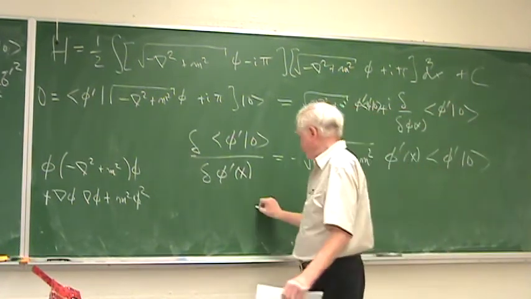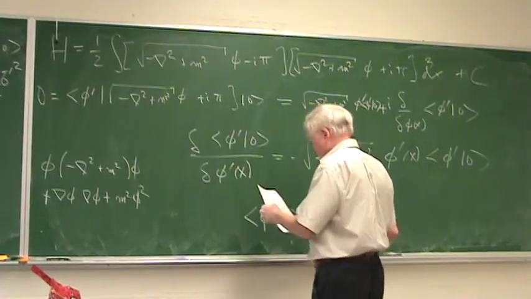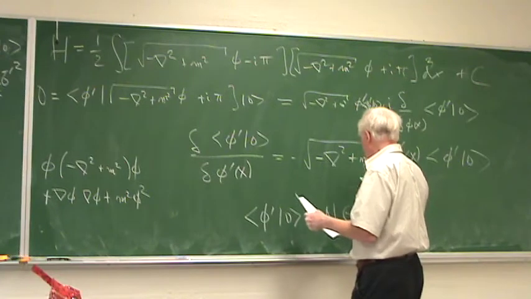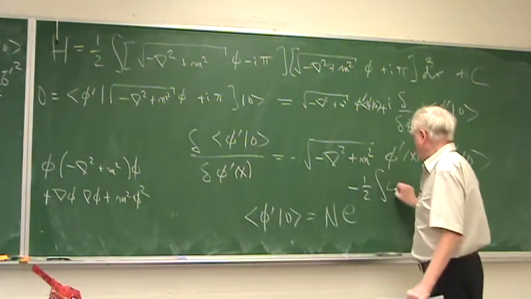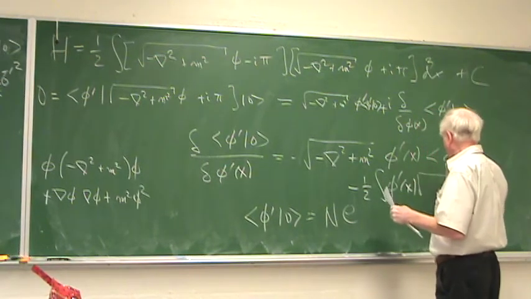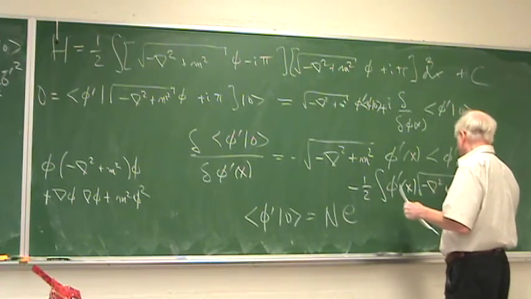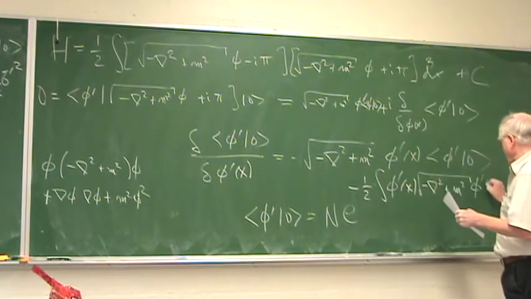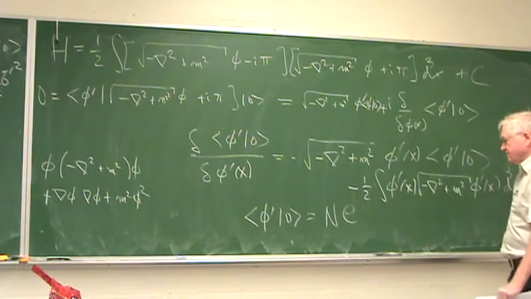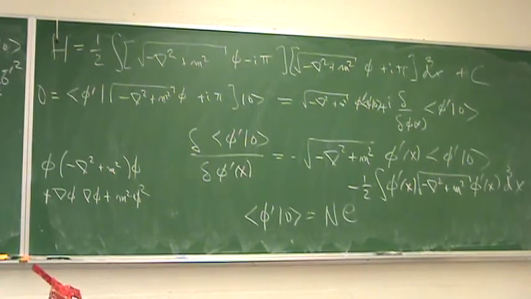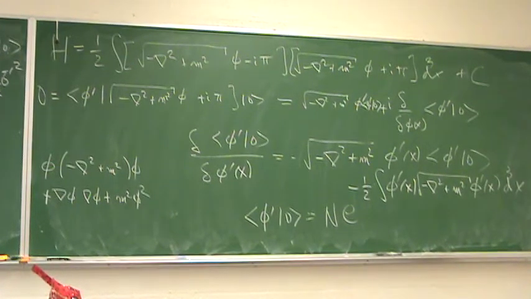And the answer then is <phi'|0> is some normalization factor, e to the minus 1/2 integral phi'(x) square root of minus grad squared plus m squared phi'(x) d cubed x. Okay. So that's what the ground state wave function is for this theory, which is a theory of a free scalar field. On the second line, is that the functional derivative with respect to phi, with respect to phi prime?